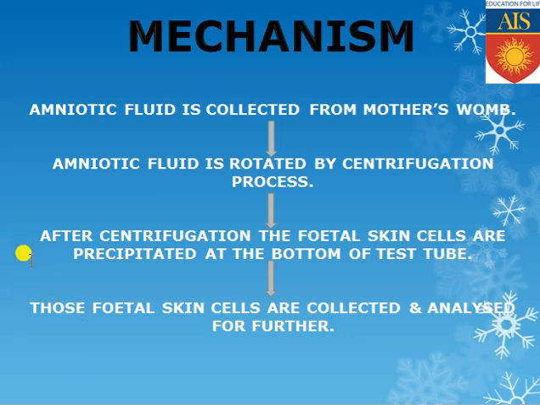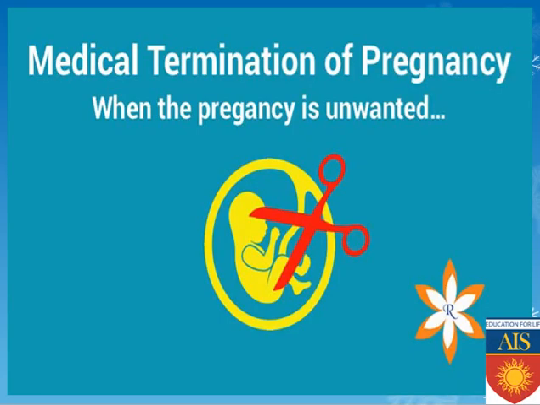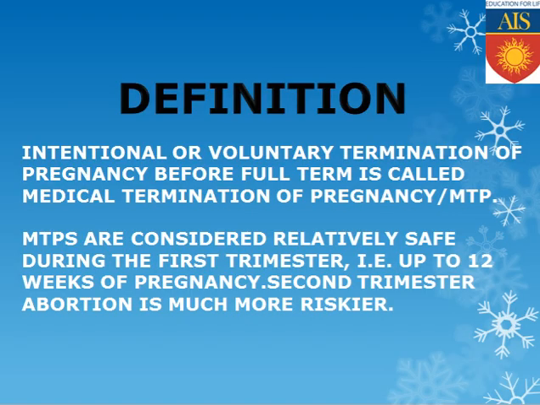So for this purpose, we commonly do amniocentesis for analyzing all these things, and this is the mechanism of amniocentesis. Now we are coming to the next topic, which is fully different from amniocentesis, that is medical termination of pregnancy. What is this? Medical termination of pregnancy is a kind of process where, before the full development of the fetus within the mother's womb, the growing embryo or the growing zygote is forcefully destroyed, and after destruction it is taken out from the mother's womb.